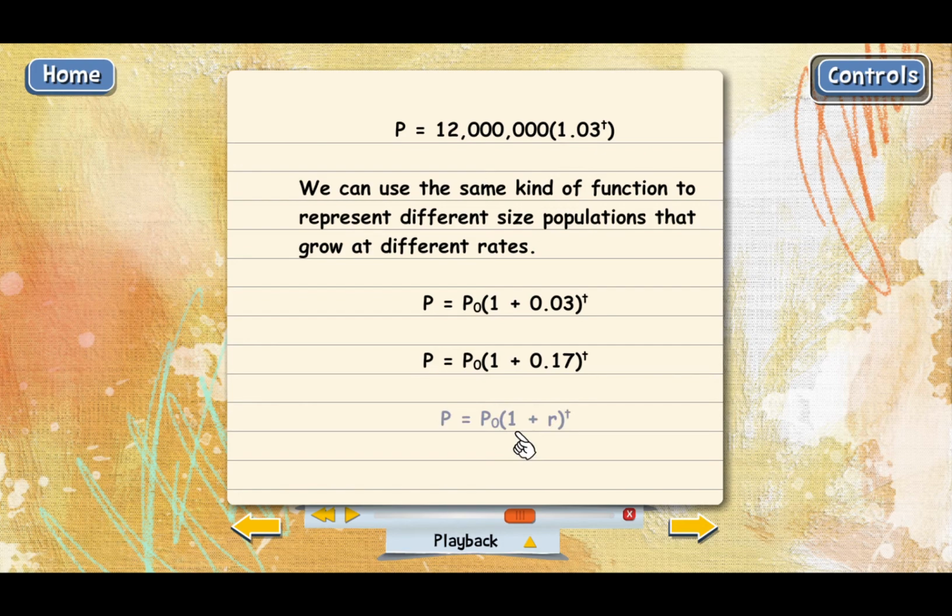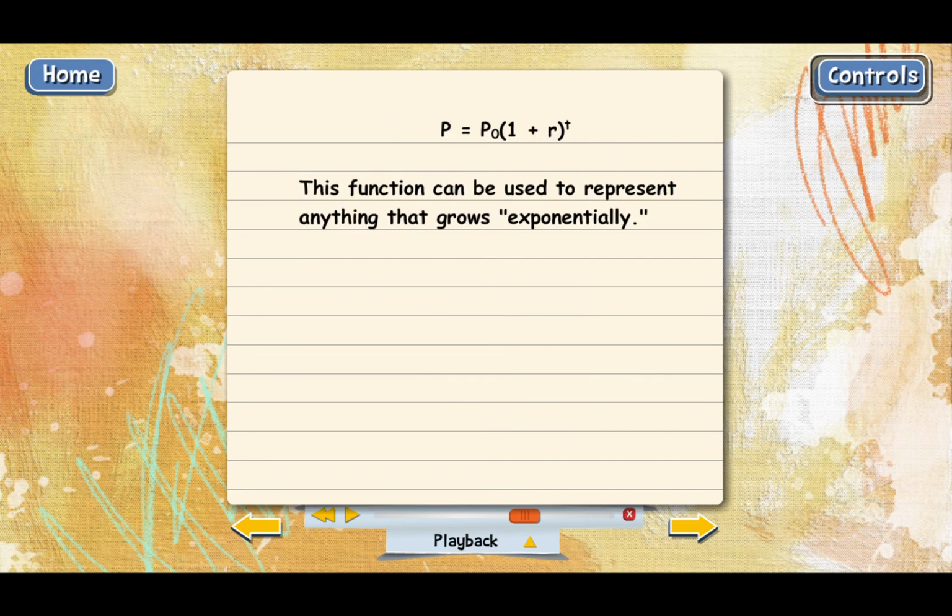And so we can use this formula to set up any exponential function to represent a growing population. No matter what the population size is initially, we just put that in here for P0, and no matter what growth rate we want to use, we just put that growth rate in for r, and then we have a specific function to model a certain population. And actually, this formula can be used to represent more than just population growth. It can represent anything that is growing exponentially.